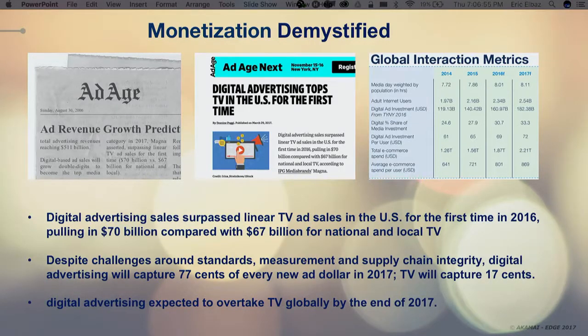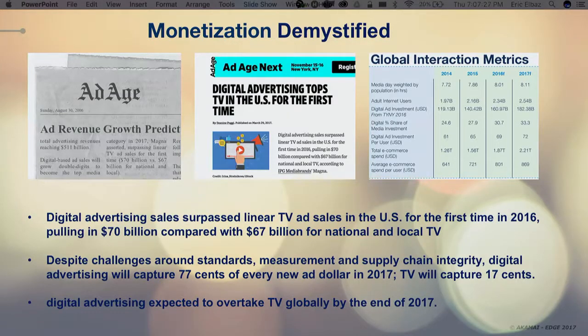Despite the challenges around some of the standardizations, measurements, analytics, supply chain integrity, digital advertising will capture 77 cents of every new ad revenue dollar, and only 17 cents of that will be for television. All right, and we're actually expecting digital advertising to overtake TV globally by the end of this year. So if you guys haven't known that, here's the proof for that for you.